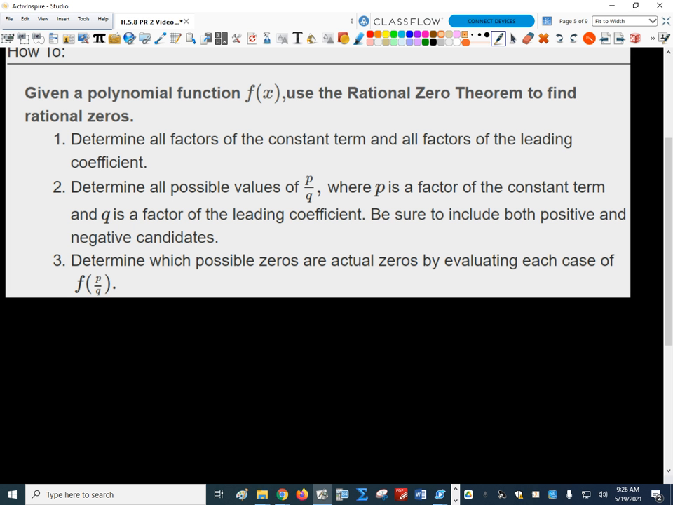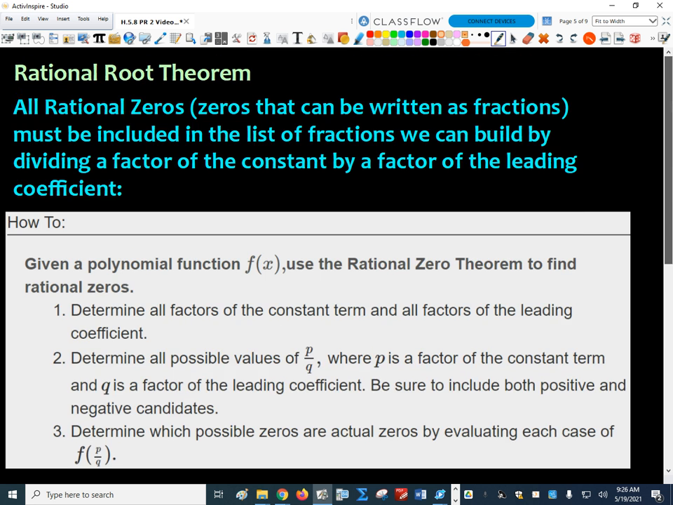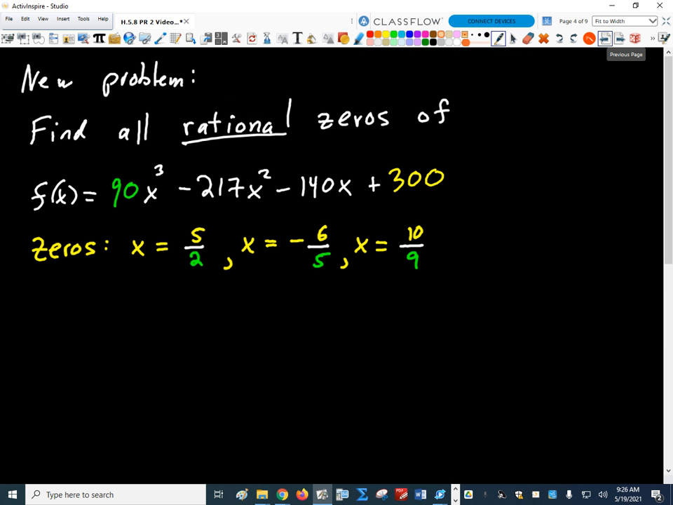But we could do that synthetically though, couldn't we? Because we want to know if they're zeros, so we would just run them through synthetically until we get a zero in the remainder box, and then we got a hit, right? And if it's a cubic polynomial like this last example, how many do we really have to find using the rational root theorem before we can get the rest easily?